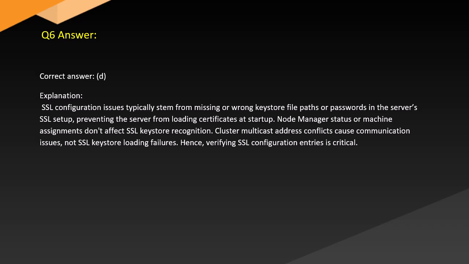Answer. Correct answer, D. Explanation. SSL configuration issues typically stem from missing or wrong key store file paths or passwords in the server's SSL setup, preventing the server from loading certificates at startup. Node Manager status or machine assignments don't affect SSL key store recognition. Cluster multicast address conflicts cause communication issues, not SSL key store loading failures, hence verifying the SSL configuration entry.